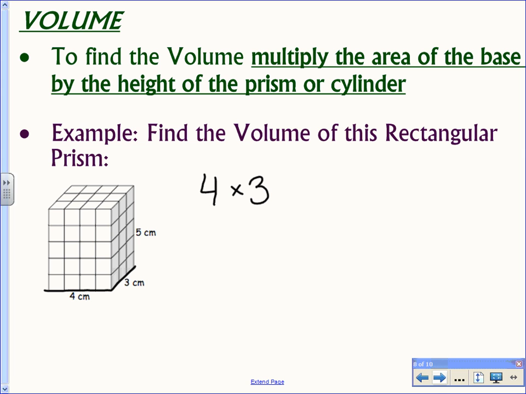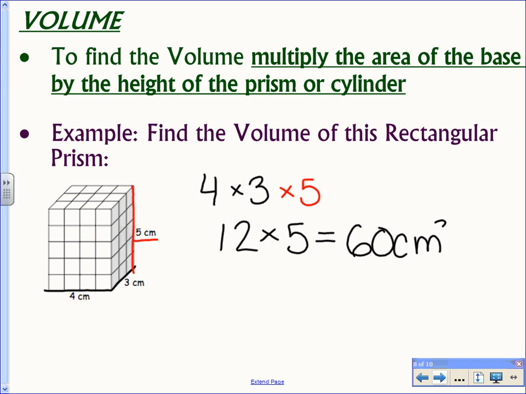So to find the area of that 4 centimeter by 3 centimeter rectangle, you multiply 4 by 3, and then you multiply that by the height of the prism, which in this case is 5. So the area of the base is 4 times 3, which is 12. You multiply that by 5, you get 60. So the volume of this rectangular prism is 60 centimeters cubed.